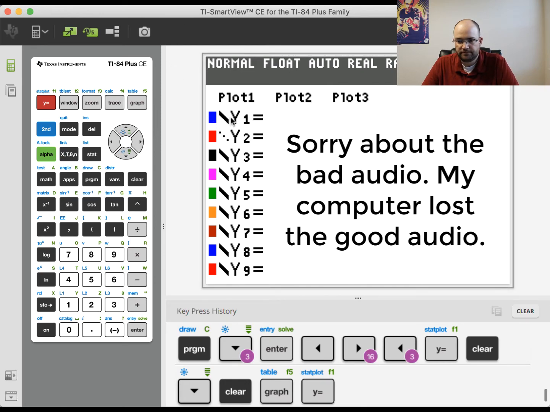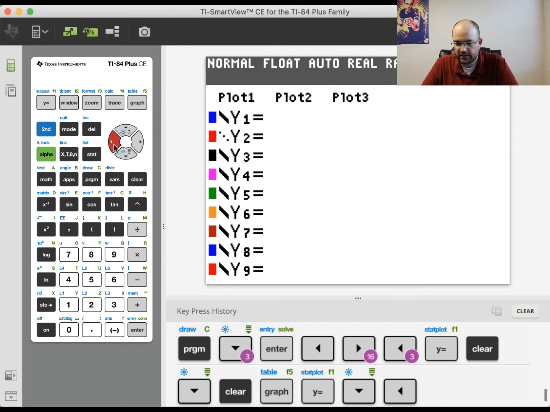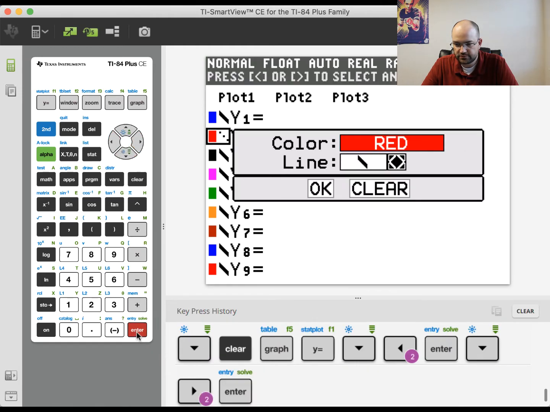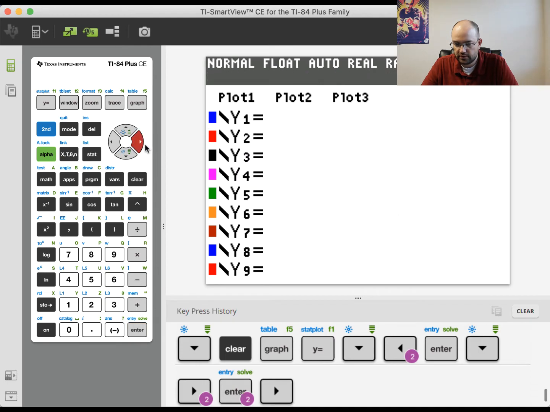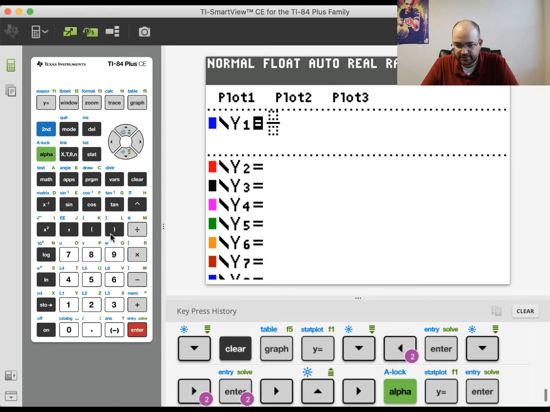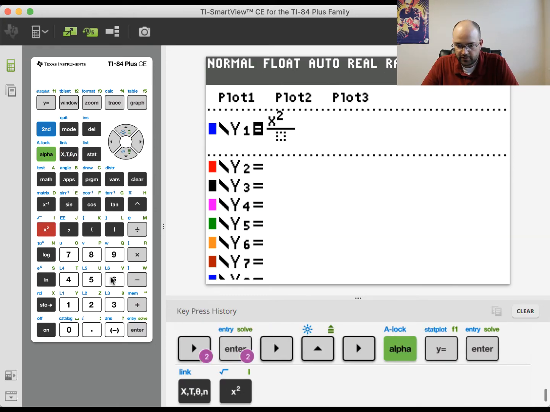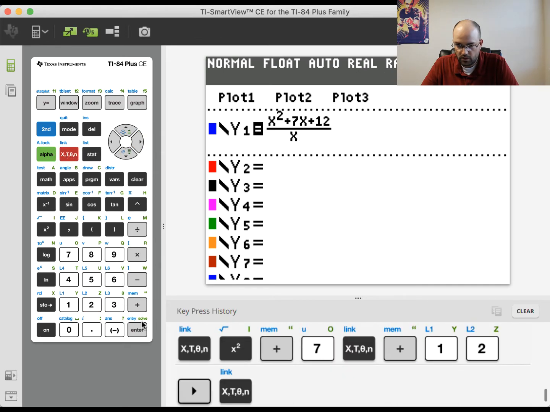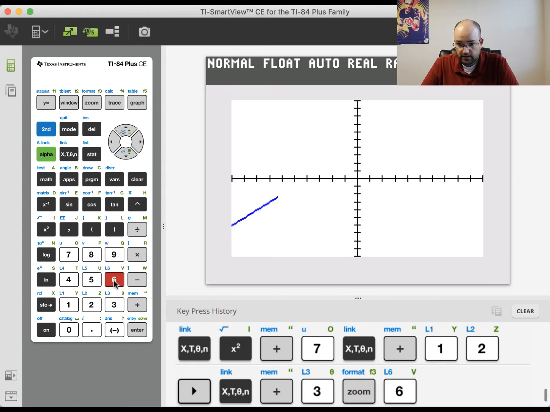Welcome back to the calculator. I have already reset y1, and I'm going to go ahead and change y2 back to its original. Alright, good deal. So let's type in on y1, first of all, alpha y equals enter, and we're going to do the original question of x squared plus 7x plus 12 all over x plus 3. And then zoom 6 for the standard window. Awesome, it looks like a line.